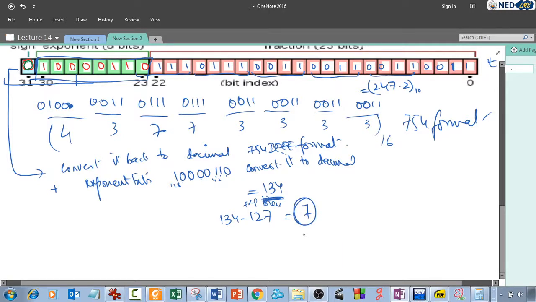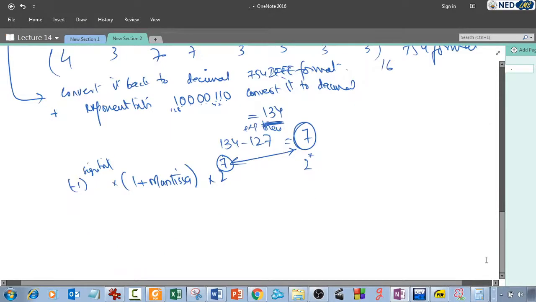That will be put in the 2 to the power 7 later on, because the formula is actually -1 to the power of the sign bit, multiplied by 1 plus the Mantissa part, multiplied by 2 to the power 7, the exponent part over here. So that's the basic formula to convert it. We have figured out the sign bit, that is 0. So -1 to the power 0 would be +1. Then we need to figure out what the Mantissa part is.